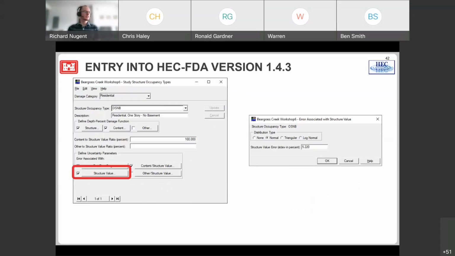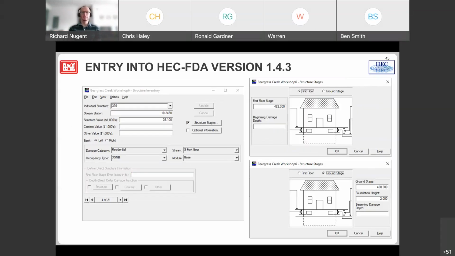So this basically covers the occupancy types. I would say that there are three pieces: occupancy type, structure, inventory. There are two big pieces of data entry for economics. The first is this occupancy type, which has the depth percent damage function, content to structure value ratio, and uncertainty parameters.